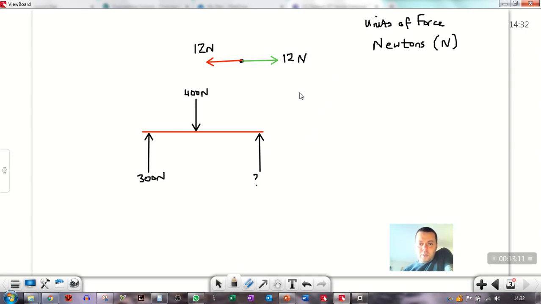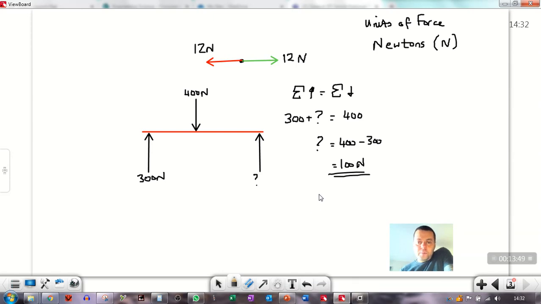So mathematically we could work this out as the sum of all the ups must equal the sum of all the downs. So the ups are 300 plus the unknown equals 400, and that's the only downwards one. I can rearrange that mathematical formula. I can move that 300 over the other side. So that would become question mark equals 400 minus 300 equals 100 newtons. Fantastic.